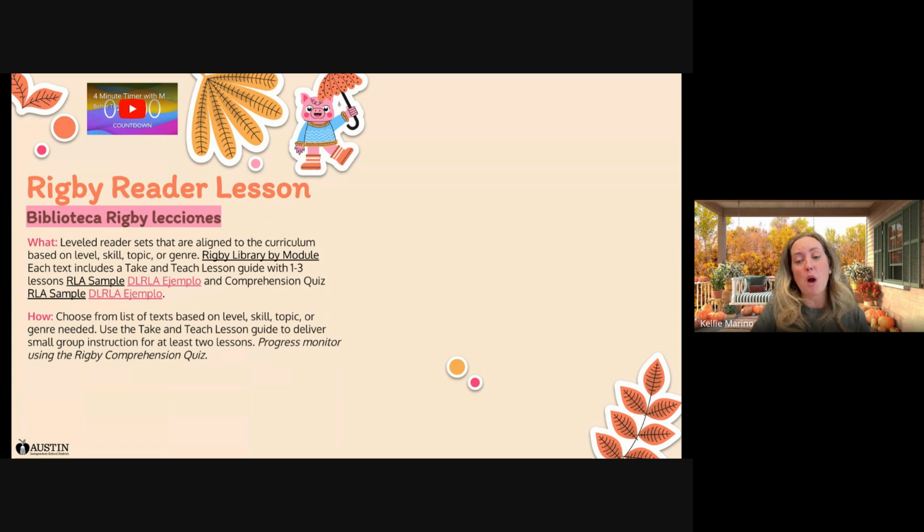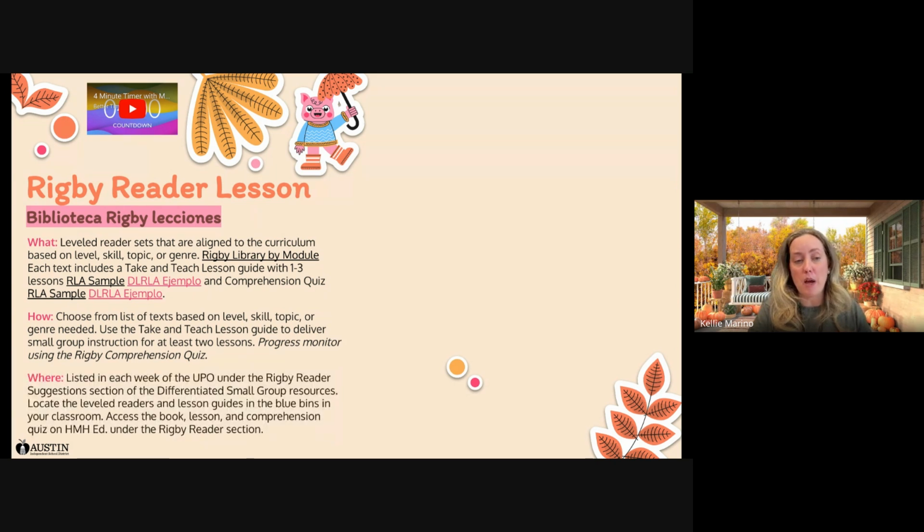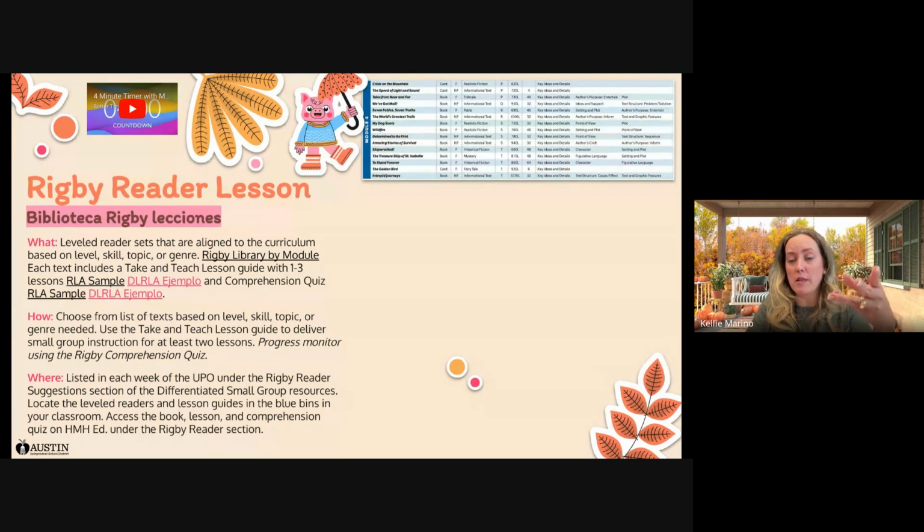And then you can always progress monitor using the Rigby comprehension quiz if you choose to. So where are these found? Like I said, the list of them looks like this image that just came up on the screen, which lists the texts for that module, whether it's a book or a card, if it's fiction or nonfiction, the genre, the Rigby level, the Lexile, which is what I would prefer you look at.